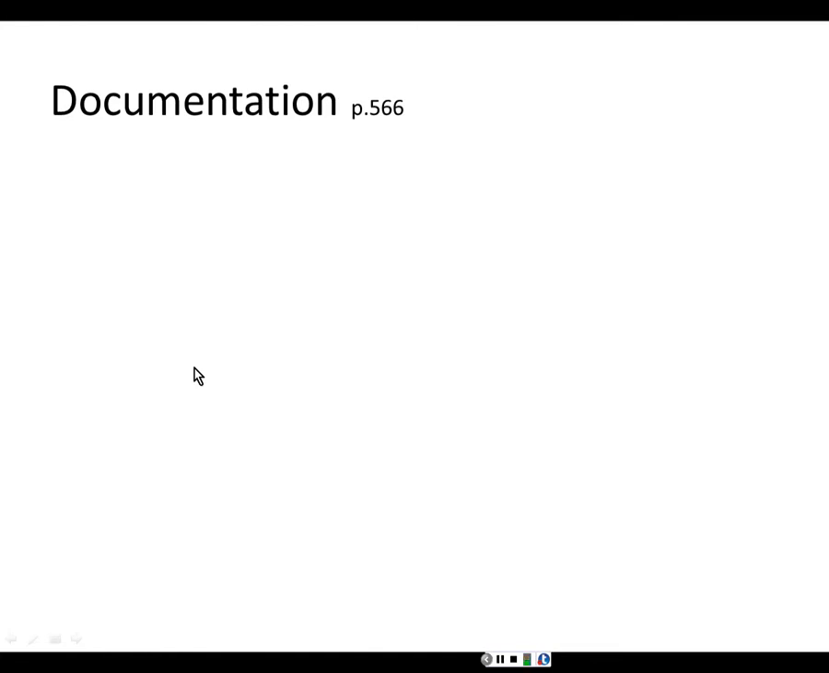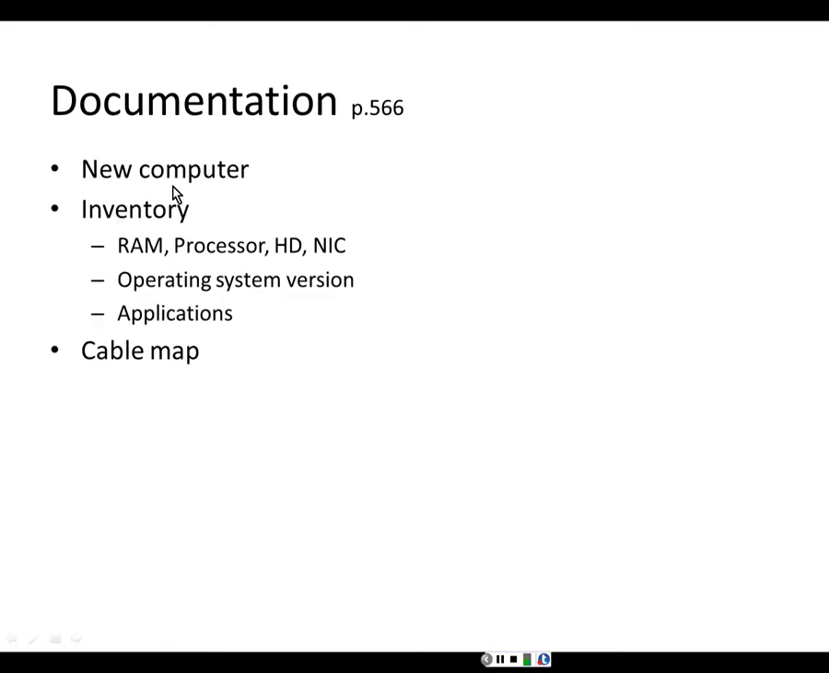Let's discuss documentation. There are two parts of documentation, what you got and what you did. Let's look at the what you got first part. Whenever we get a new computer here at the Community College of Baltimore County, we enter it in inventory. We enter the type of computer, the amount of RAM, the type of processor, the size of the hard disk, the type of the network interface card, the operating system version, and any applications which are installed.